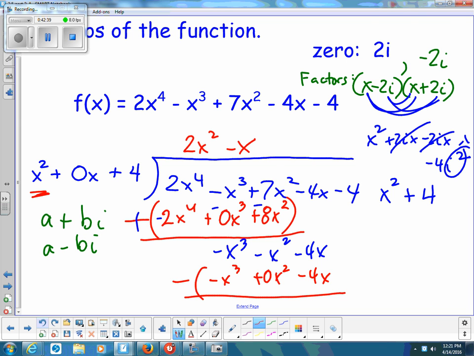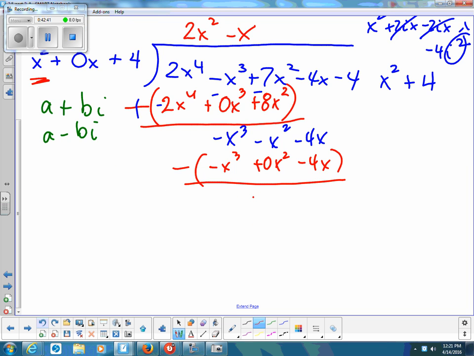And I subtract. I'm going to do that by adding the opposite. Change that to addition. Change all these signs here. I get 0. I get negative x squared. And I get 0. Does that look right? And I bring down my next term, and that's a minus 4, so I got a plus 0x and then minus 4. Does that look okay?